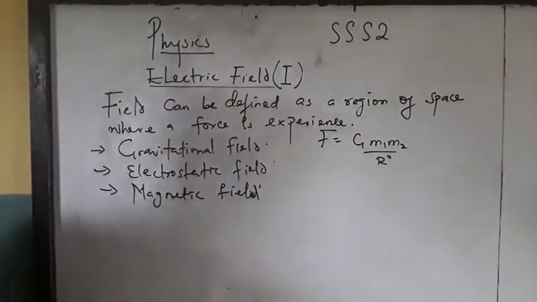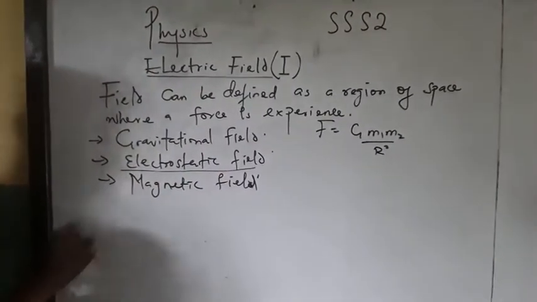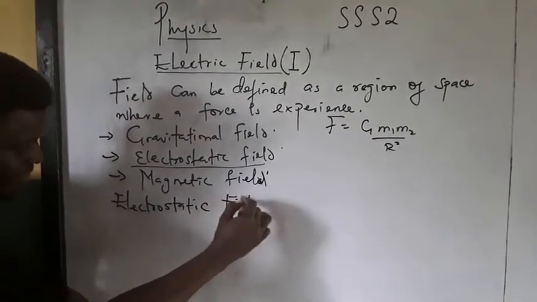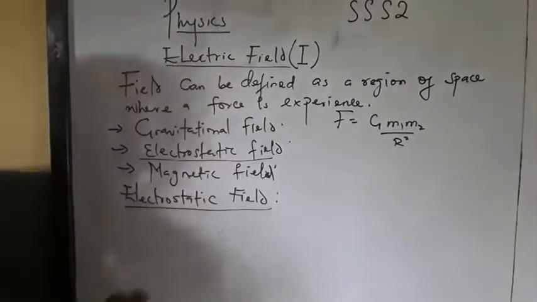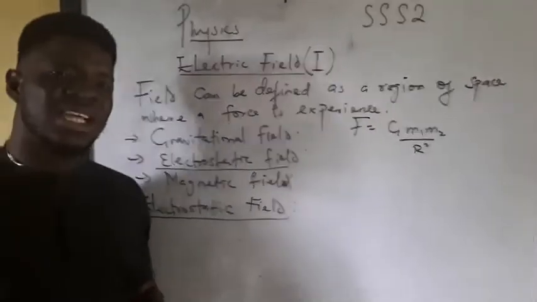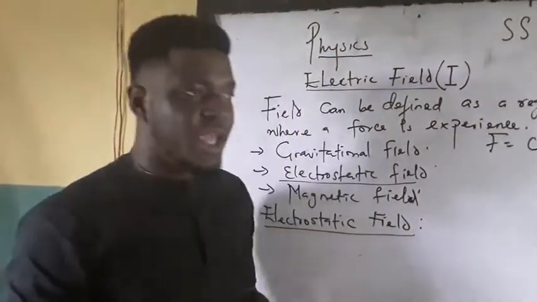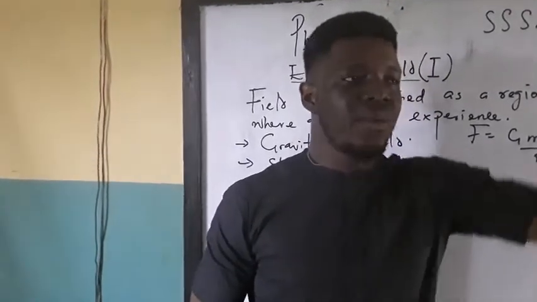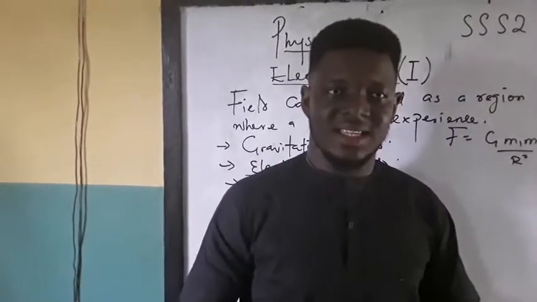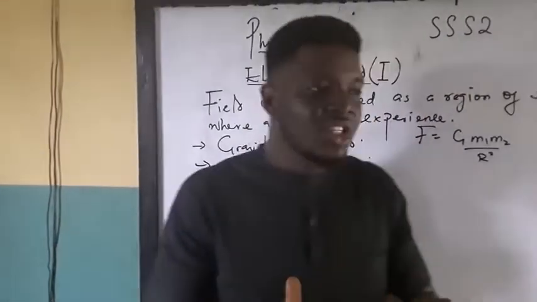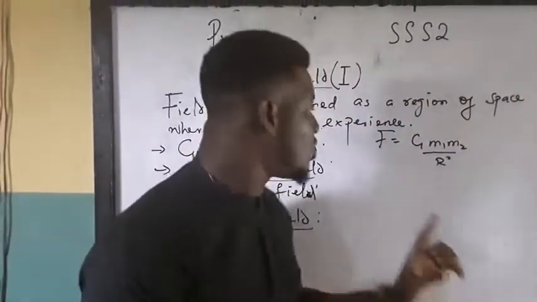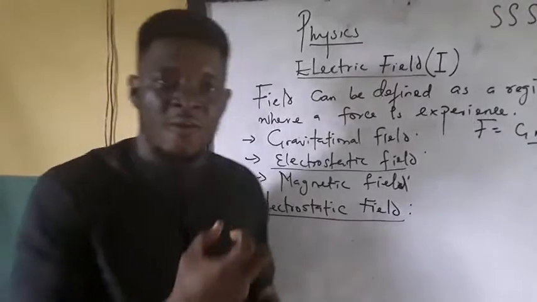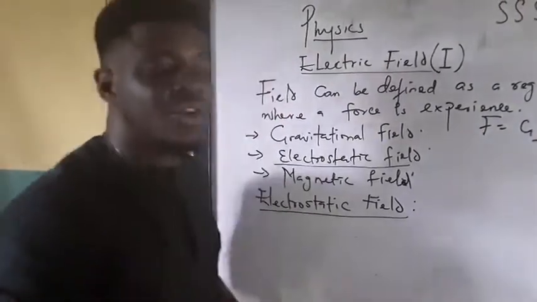But in this case, we are going to be looking at the electrostatic field. Let us write that down. As I have said earlier, the electrostatic field is a region of space whereby electric force is experienced. You can't wake up early in the morning and say you want to play your football in the road where cars are passing, because it's not a space meant for that. There's a region of space meant for playing football. Same thing for the electrostatic field: a region of space whereby you experience electric force.